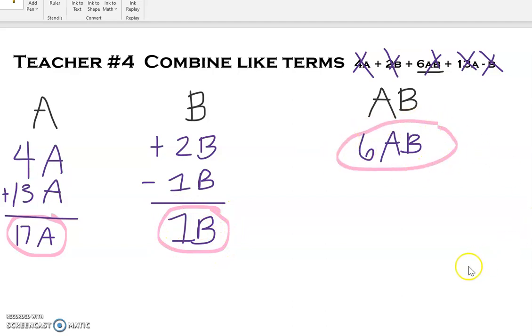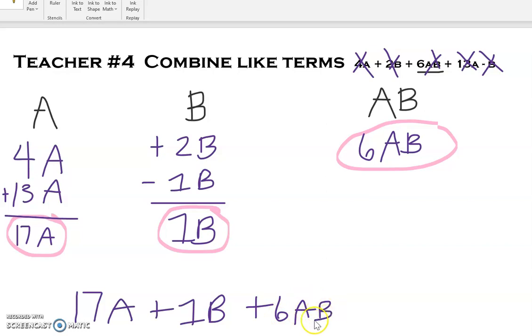I have 3 terms in my final answer because I had 3 columns. And I just need to rewrite those all together. So 17A. Okay, this is a plus 1B and plus 6AB. Okay, and again, we can see that I've combined like terms and simplified my expression because I went from 5 terms to start to 3 terms in my answer.